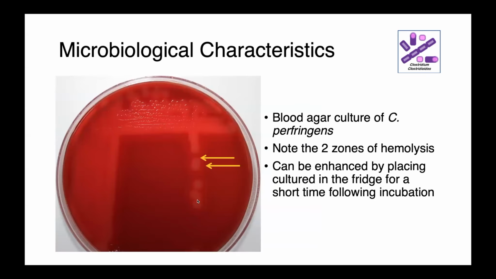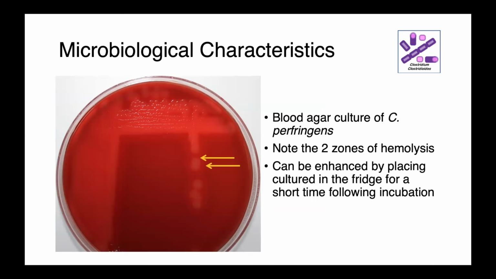This is a pure culture of Clostridium perfringens on blood agar, and I think you can appreciate that it's hemolytic. And if you look carefully, you may be able to see a double zone of hemolysis. So just under the colony, there's this very bright zone of clearing where the erythrocytes are completely lysed. And then spreading out some distance from the colony, there's a secondary zone of fainter beta hemolysis.